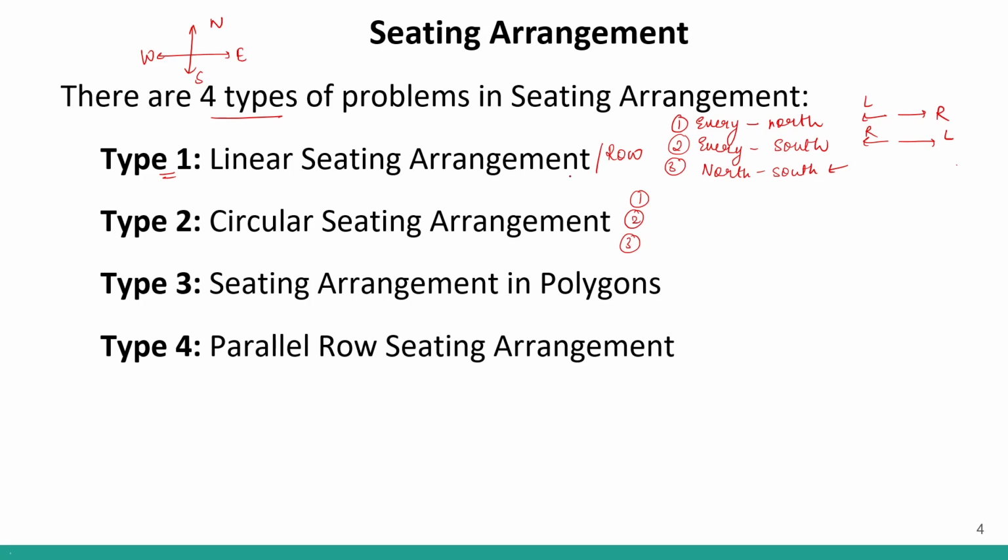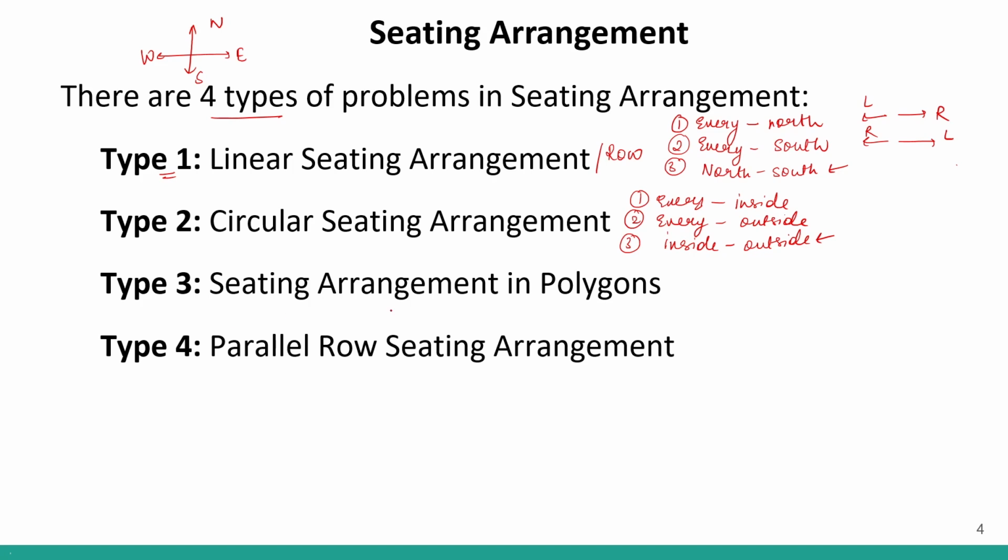Now, circular seating arrangement, again 3 possibilities are there. Circular seating arrangement means they could be sitting around a table, they could be sitting in a circle in a park, many possibilities. In circular seating arrangement, everyone could be facing inside, meaning towards the center, or everyone can be facing outside, meaning away from the center. These two are easier possibilities. But there is a third possibility that some people may be facing inside and some may be facing outside. This is a little tricky. This complicates the question, but the first 2 types are very easy to solve.